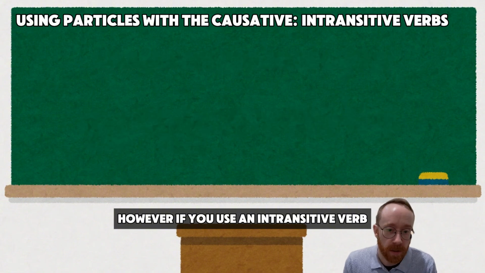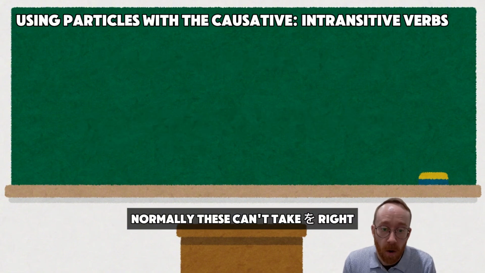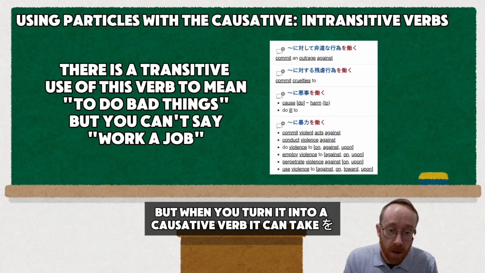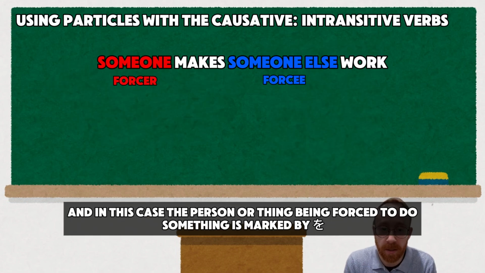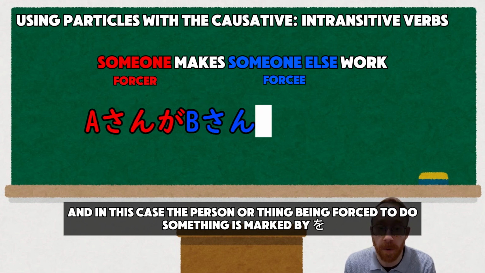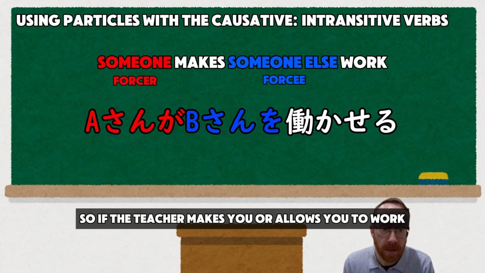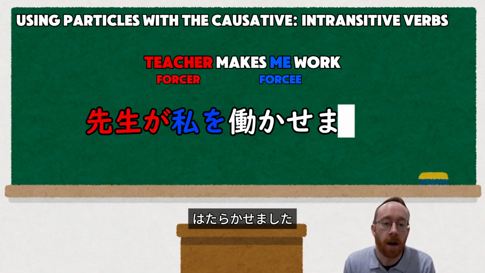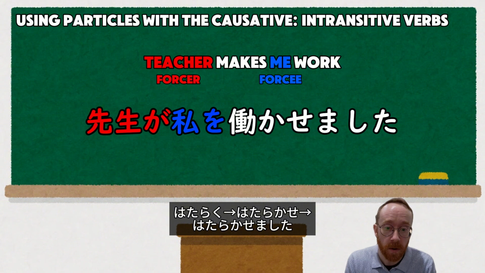However, if you use an intransitive verb, normally these can't take o, right? Like hataraku, it doesn't take o. But when you turn it into a causative verb, it can take o. And in this case, the person or thing being forced to do something is marked by o. So if the teacher makes you or allows you to work, that would be sensei ga watashi o, not watashi ni hatarakasemashita. Right? Hataraku, hatarakase, hatarakaseru, hatarakasemashita.